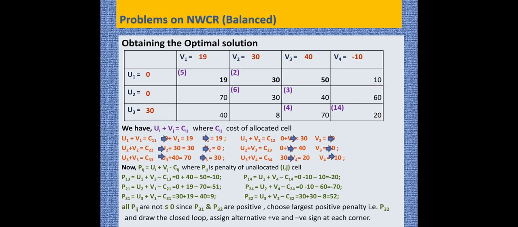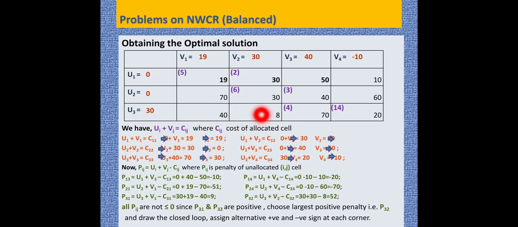If you see, not all Pij are less than or equal to 0, since P31 and P32 are positive. That is, P31 is 9 and P32 I am getting 52. Choose the largest positive penalty, that is P32, and draw the closed loop. Assign alternate positive and negative signs at each corner. So P32 is what?